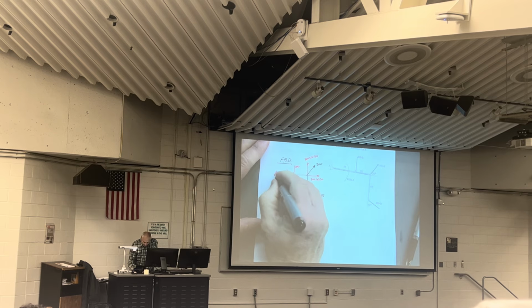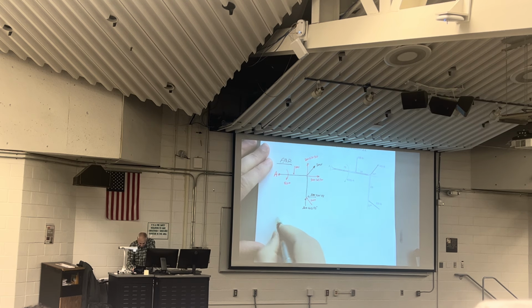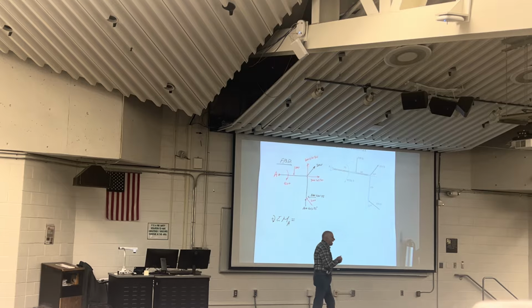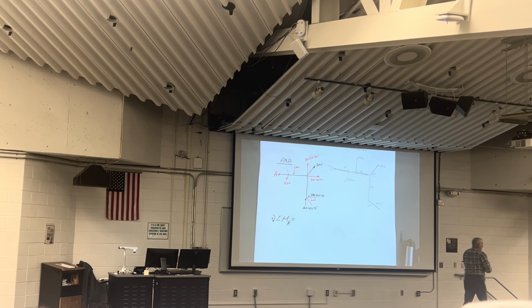Here is point A. I'm going to sum moments at A, and I'm going to take clockwise positive. Can I do that? Rebel. What's the positive standard? Counterclockwise. Why? It obeys the right-hand rule, right?